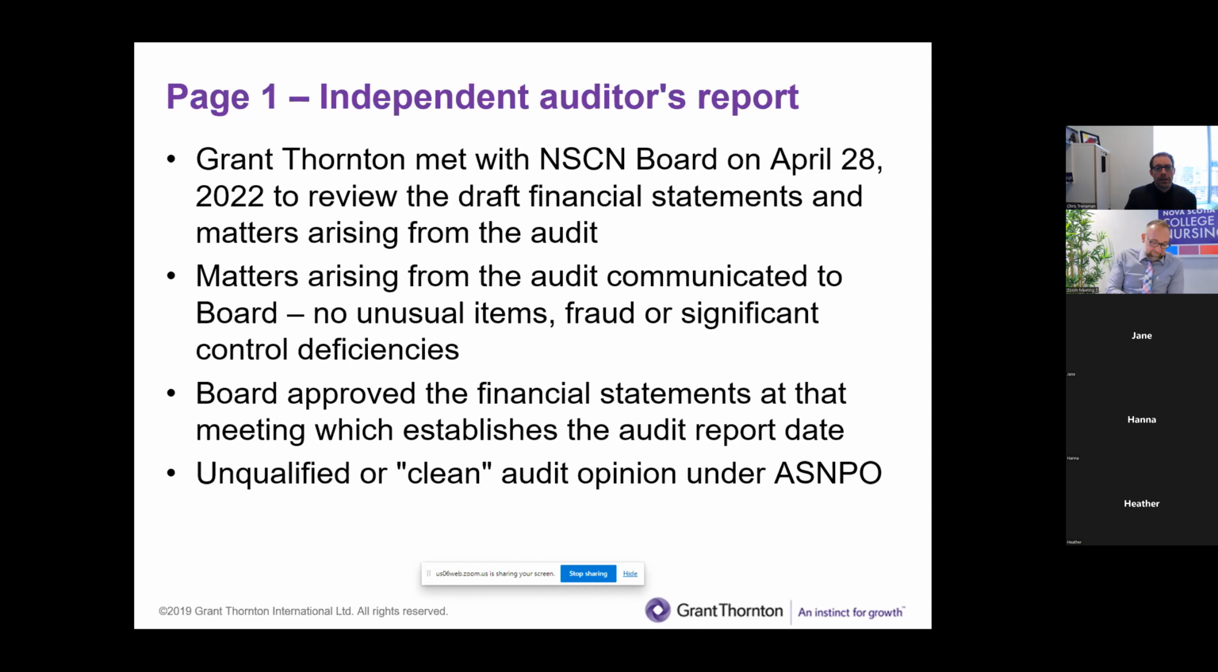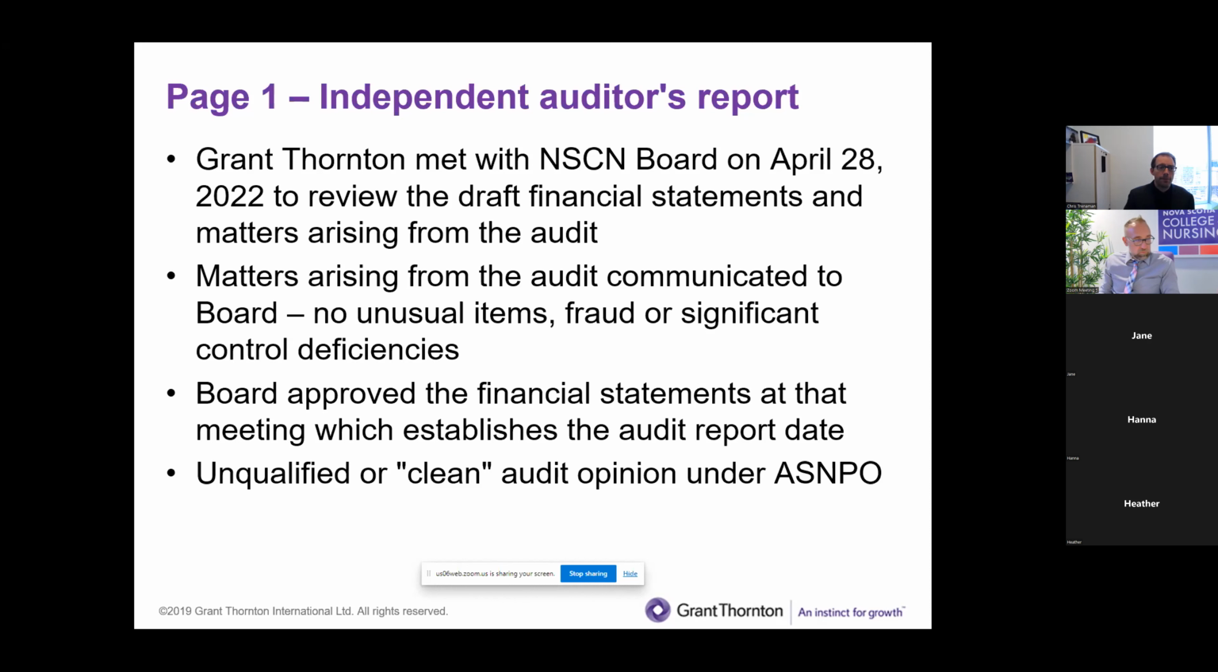I am pleased to report this afternoon that as a result of our audit and from our discussions, there are no unusual items identified. There's no fraud identified during the course of our audit, or any significant control deficiencies that have come to our attention. So this is great news, and really resulted in a clean audit process from our end, which is great to have. I do extend my thanks to the financial team and the rest of the team at NSCN for the hard work in preparing for the financial statement audit.